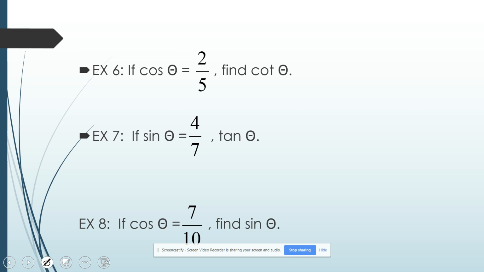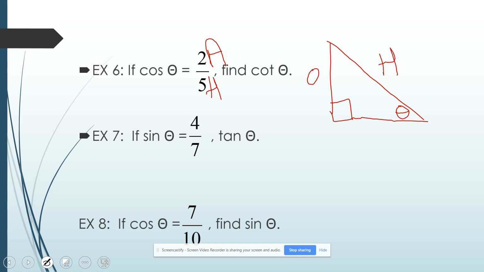Let's try example 6. They're giving us cosine. So I'm going to start with drawing my triangle. Got my right angle and my theta. Cosine is adjacent over hypotenuse. So we have H, O, and A. I know H is 5 and A is 2. They want cotangent. Cotangent is adjacent over opposite. So we know the adjacent is 2, but we don't know the opposite.